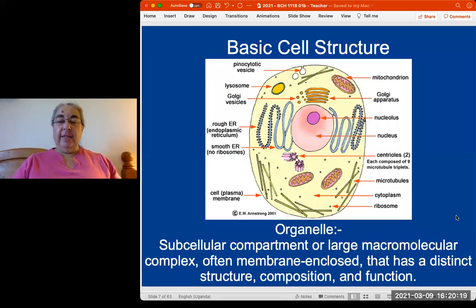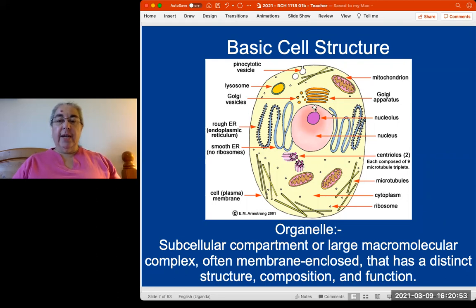Okay, so here is basic cell structure. This is what we saw last time with all the different organelles labeled. I hope that you already have this sort of picture in your mind. And the definition we saw last time of just what we mean by the word organelle is a subcellular compartment or large macromolecular complex, often membrane enclosed, but has a distinct structure, composition, and function. Okay, so that's what we mean by an organelle.